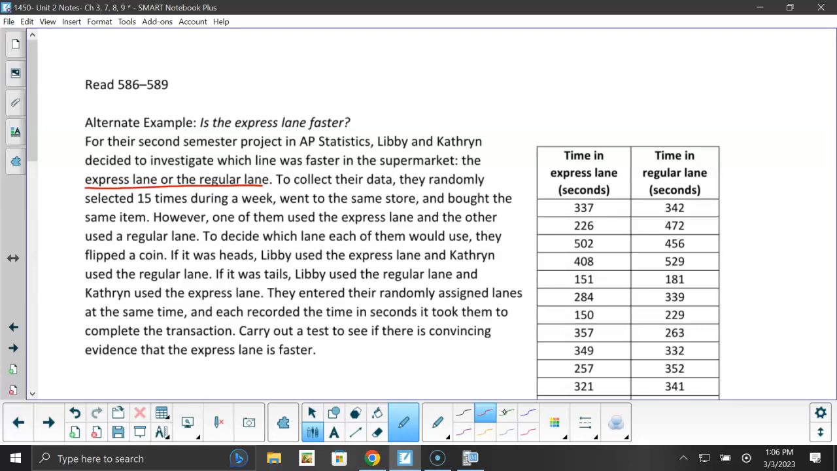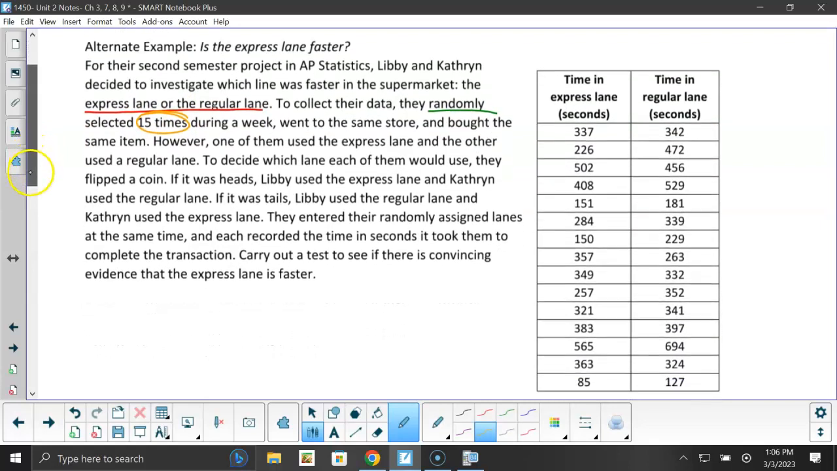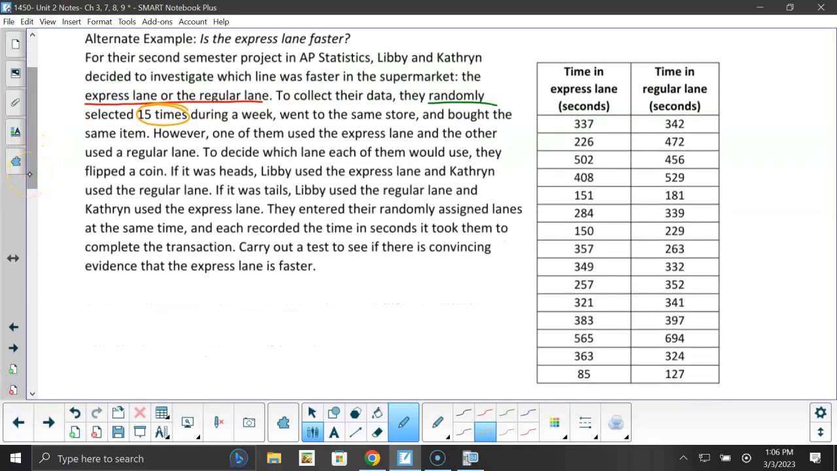Ruin everything. So, to collect their data, they randomly selected 15 times during the week. Okay, so random is important. 15 times, okay, that's my sample size, so that's kind of tiny. They went to the same store, they bought the same singular item. So they bought one item and they tried to see which line they could get through faster. So we've got all of our data for the express lane here, and then I've got all of my data for the regular lane here.